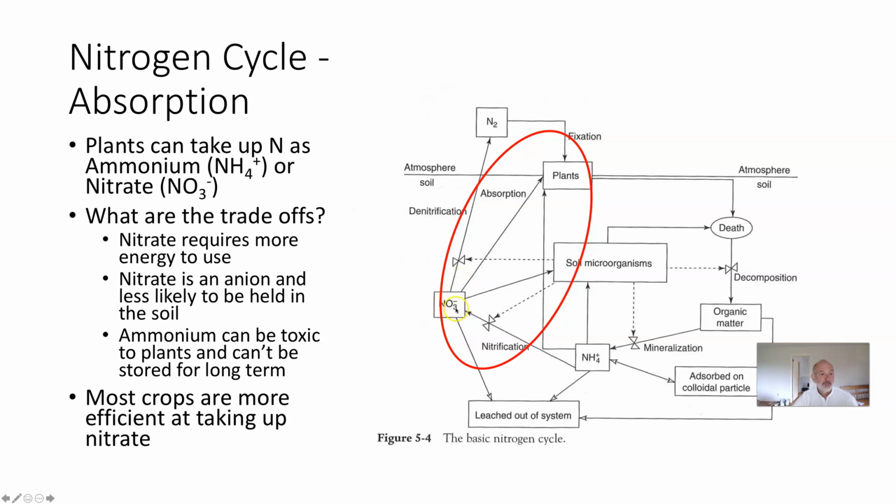Ammonium can be toxic to plants and can't be stored for a long period of time. So there are trade-offs between whether the plant absorbs the nitrogen from nitrate or from ammonium, but essentially it can do either one of those. In general, crops are more efficient at taking up nitrate. There's more volume of nitrogen that can be absorbed through nitrate, and so that tends to be what it is. Even if we apply an ammonium or ammonia fertilizer, it gets transformed into nitrate in order to be taken up by plants. Okay.